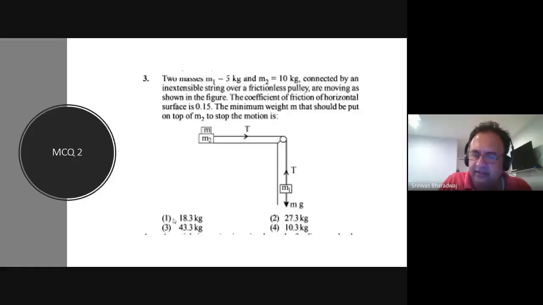So 0.15 times 10 is 1.5, right? 1.5 times 1.5 plus 0.15 times m equals 5, right? So that you calculate and correspondingly you will get a result. Okay, so try to do the calculation, you will end up with a result. Okay, so this is also a simple problem.